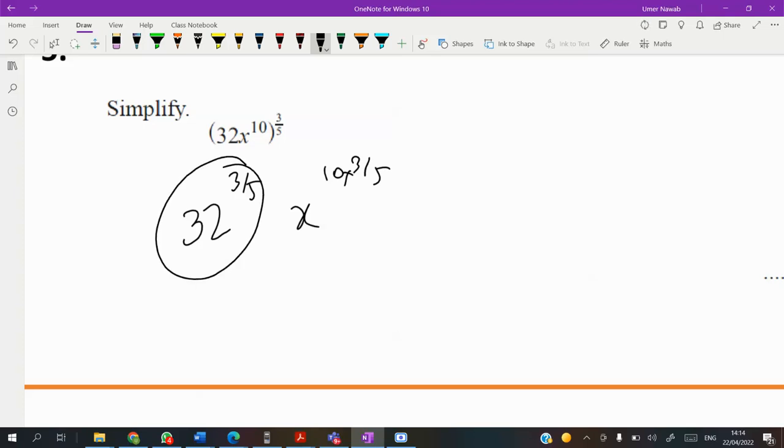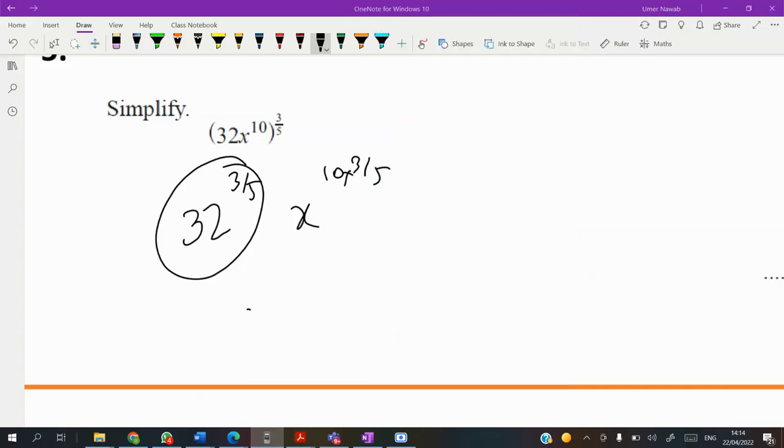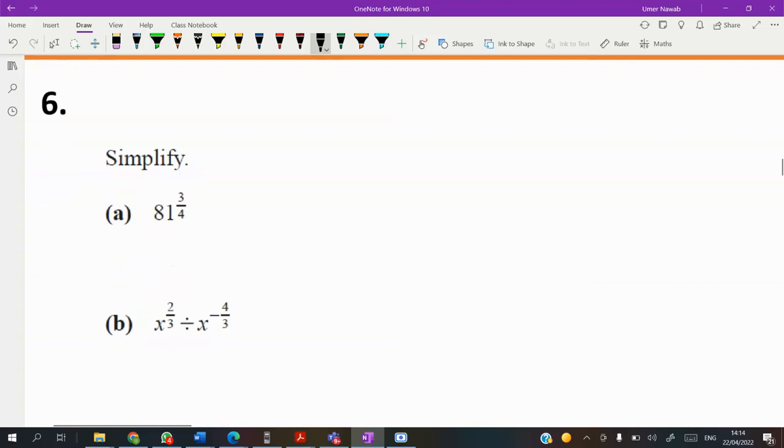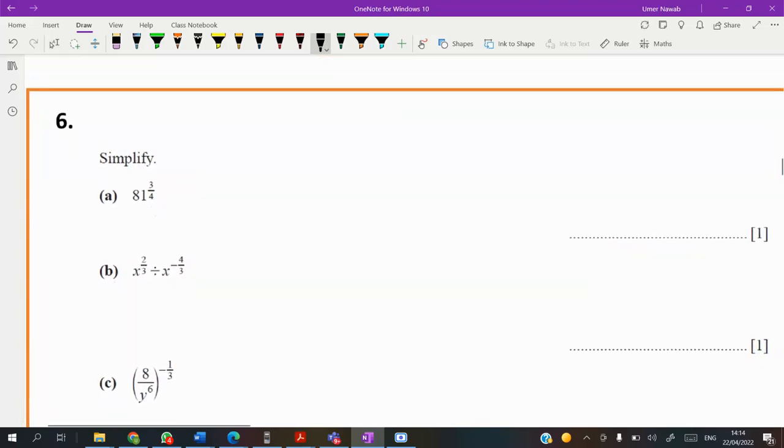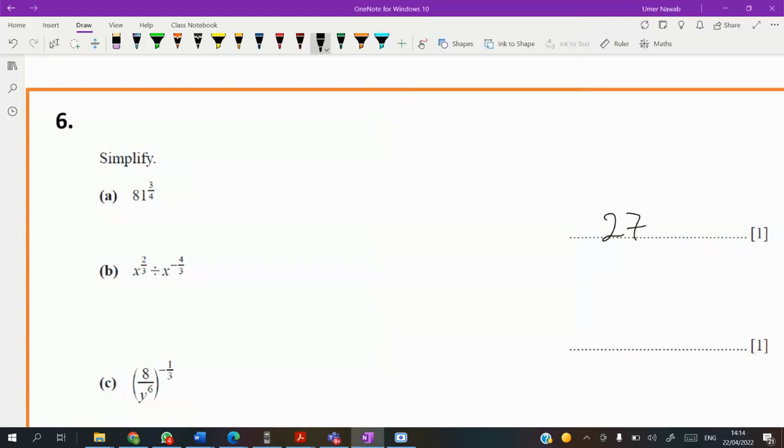Next, power will be shared, 32 raised to power 3 over 5, x10 3 over 5. So guys, you can use calculator now. In the calculator, 32 raised to the power, put a fraction, 3 over 5, gives us 8. So 8, and when you simplify this from the calculator, it will give you 6. So 8x6 is the answer. 81 raised by 3 over 4, it must have 1 mark. Yes, 1 mark, then you can use calculator. 81 raised to the power 3 over 4, and then you get your answer 27.